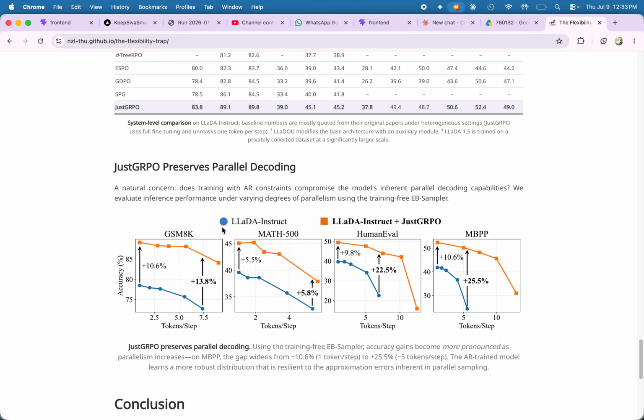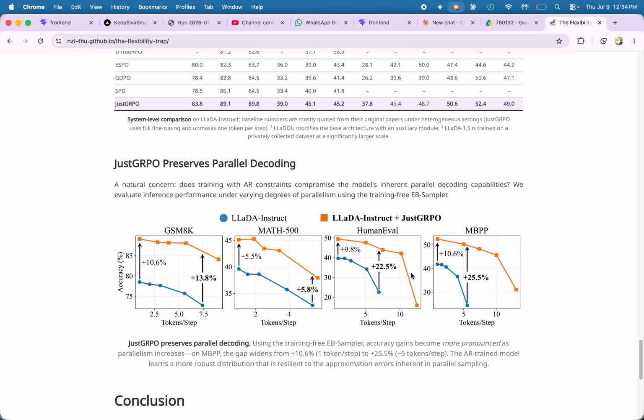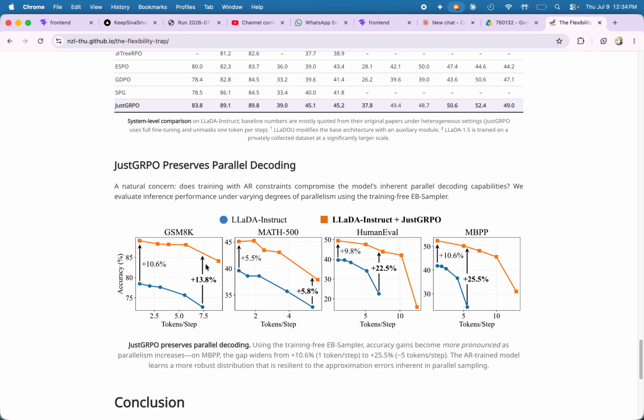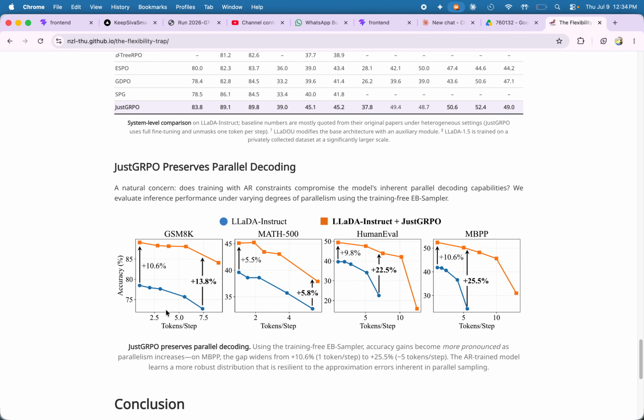We also see whether training with the AR approach, which is left to right, with the GRPO approach, impacts the model's performance during inference. We are seeing here that across all the datasets, the performance is still better in terms of accuracy compared to the general arbitrary models, which is blue.